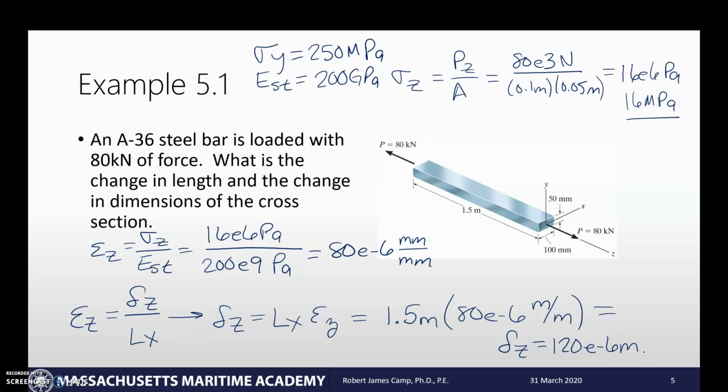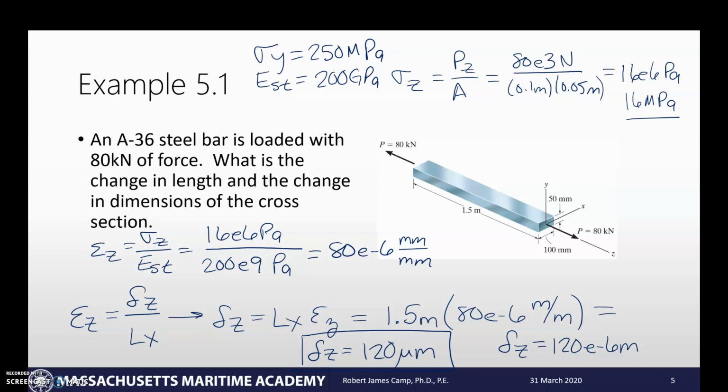Now, times 10 to the negative 6 is also micro, so I don't know if I have enough room to put it there, so I'll just put it over here. So 120 times 10 to the negative 6 is micrometer. So that amount of force is having us elongate our bar by 120 microns, or 120 times 10 to the negative 6 meters.